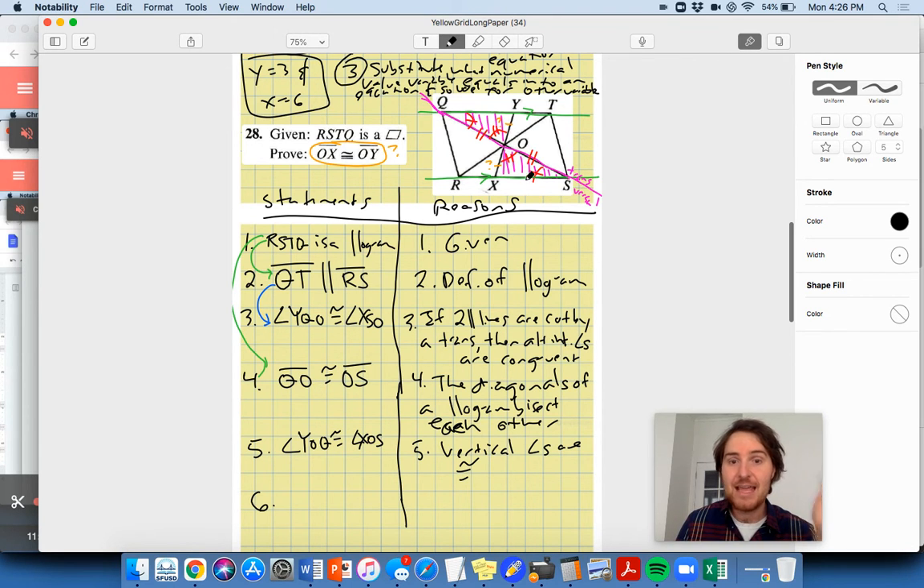So I have the ASA. We got to say ASA right now. We got to say this. So we got to say triangle YOQ is congruent to triangle XOS. And that's by the ASA postulate from chapter 3, okay?